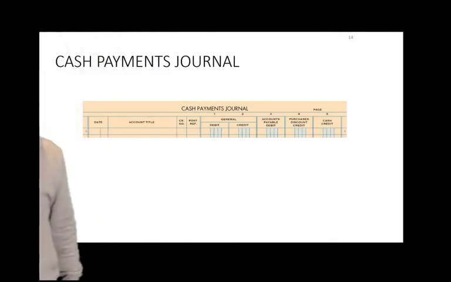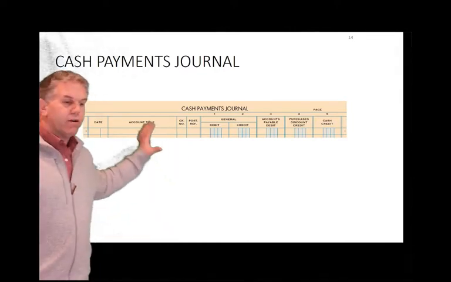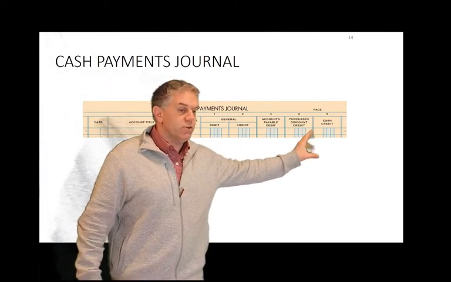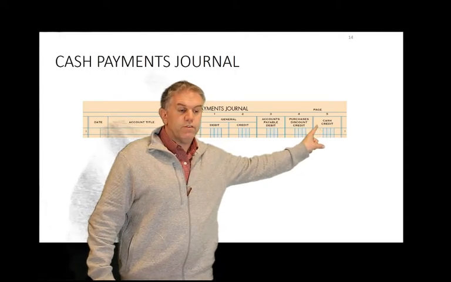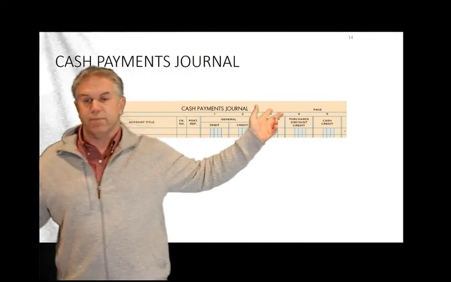If you take a look at this, you can notice that it has our general column, the accounts payable debit, a purchases discount credit, and a cash credit. We'll talk about those in a second. But again, in our cash payments journal, just like in our purchases journal, this far right column, cash payments, is always going to be used. Anytime we paid cash, it's a cash payments journal. It's just that simple, okay?